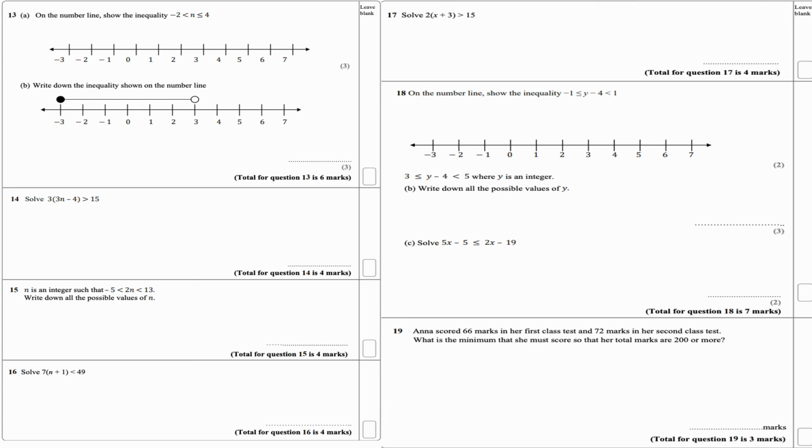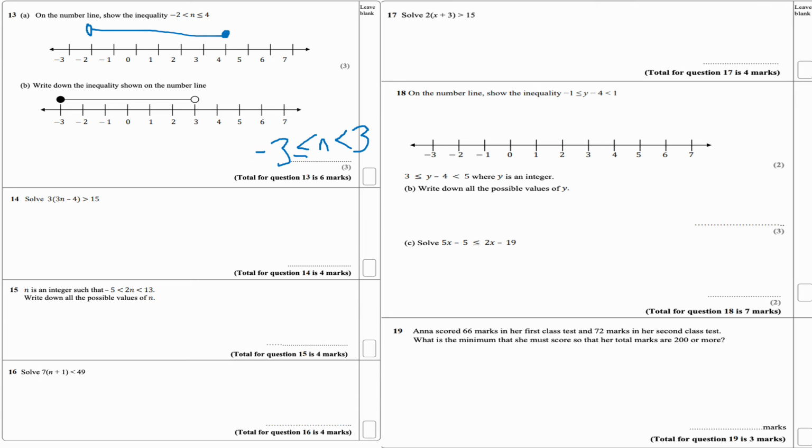This is question number 13. Okay, so on this number line, show the inequality minus 2 is less than n less than 4. Hollow circle there, and it's going to go right to 4. It's going to be there, okay, because it's got an equal sign. Okay, part B is going from minus 3 less than or equal to n less than 3. Okay, that's that one there.